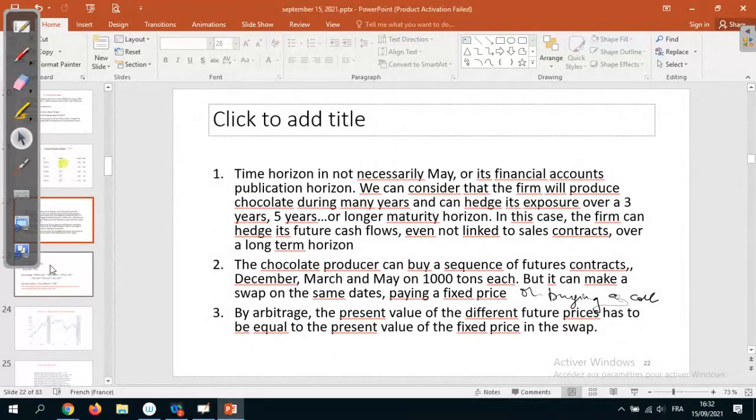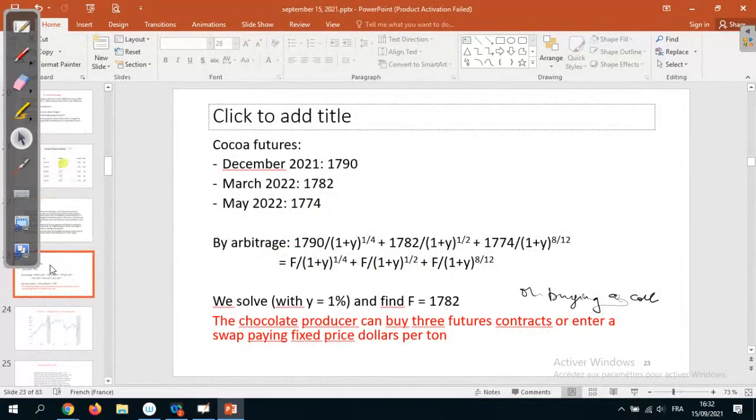So here I put the calculation for you. Cocoa futures, December 1,790, March, May. By arbitrage, the discounted value of the 3 prices has to be the same. So if you buy futures, what is the price? It's the first price discounted over a 3 months horizon, because it's December and we are in September. So divided by 1 plus yield power 0.25, 3 months, okay?